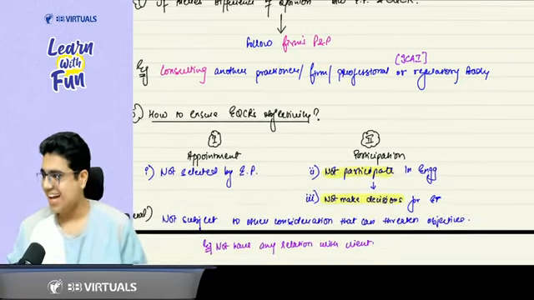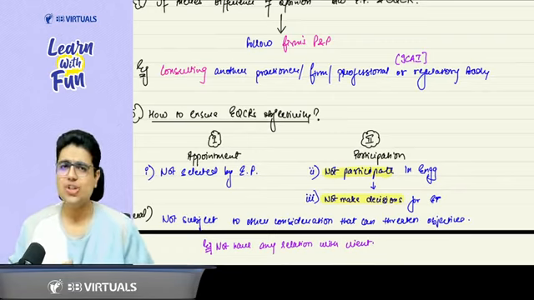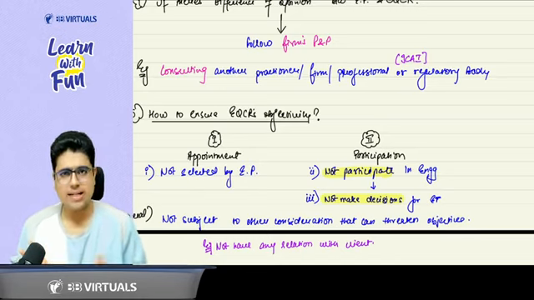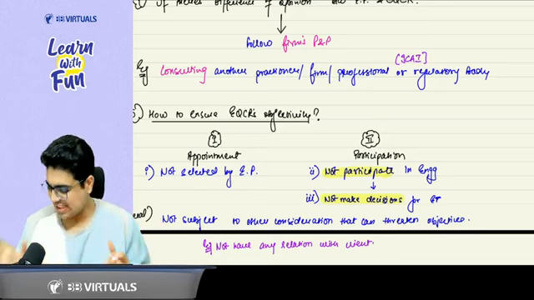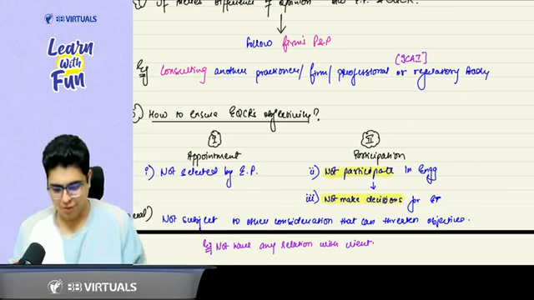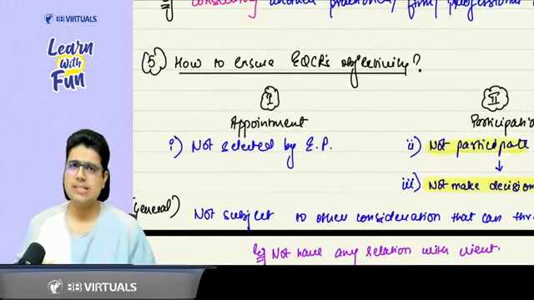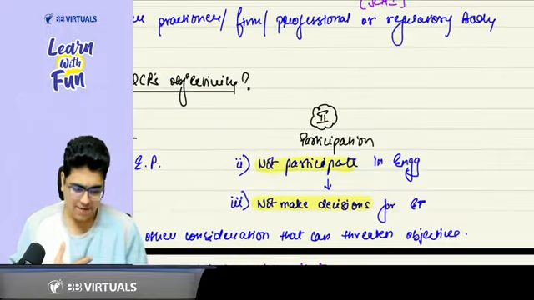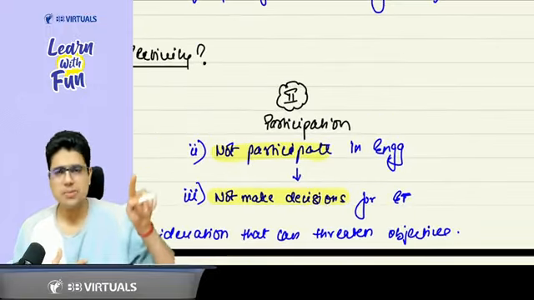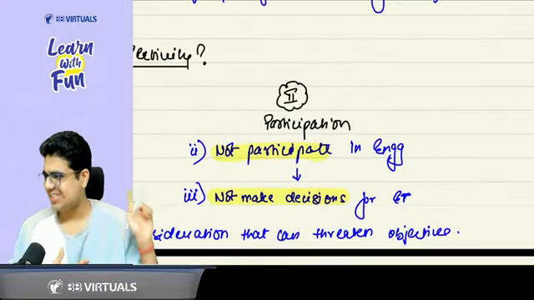Last point, everyone is very happy. How to ensure EQCR's objectivity? Very easy. First of all, at the time of appointment, and then at the time of performance. At appointment, he should not be selected by the engagement partner.